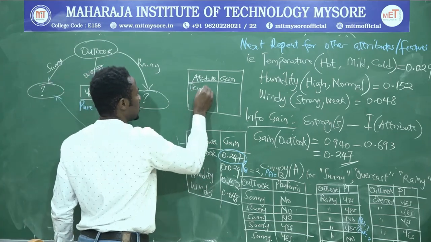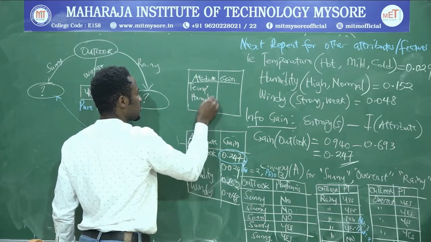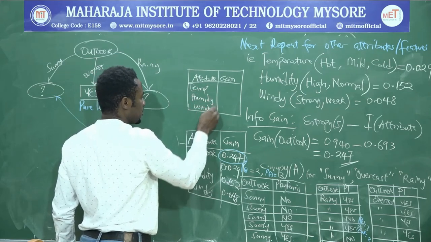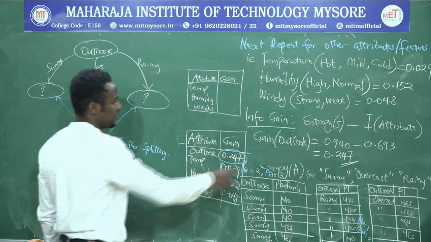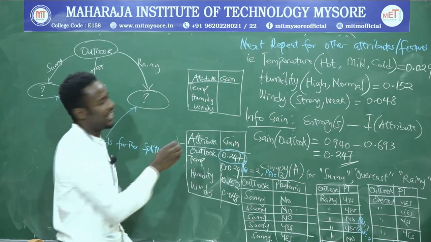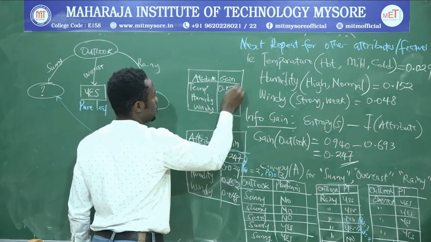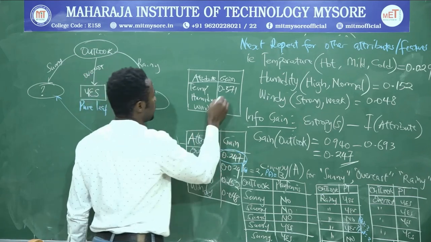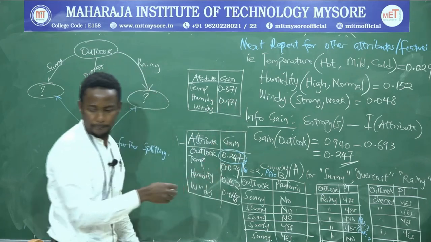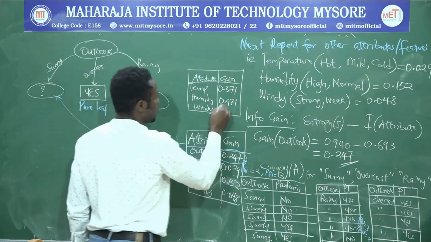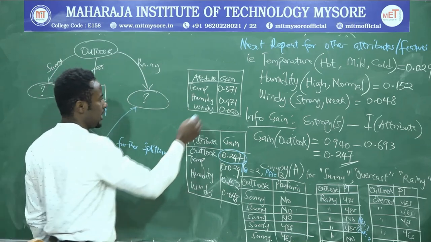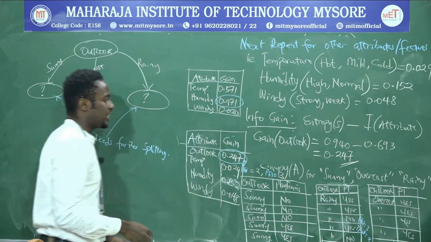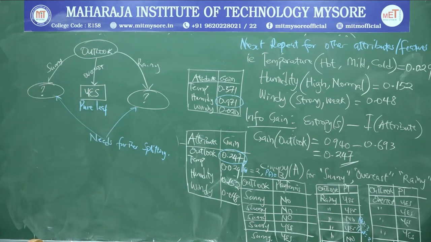So temp, humidity, and windy. In temperature, I'm just giving you the gain value, the information gain value. So we got 0.571 for temperature, 0.971 for humidity, and 0.020 for windy. Then we pick the one with the highest information gain, which is 0.971. So 0.971 is for humidity.